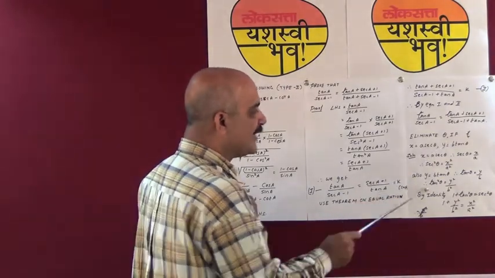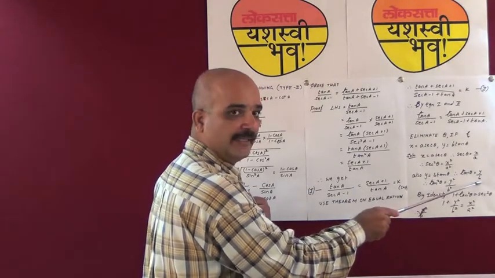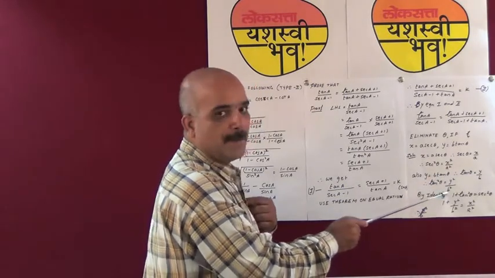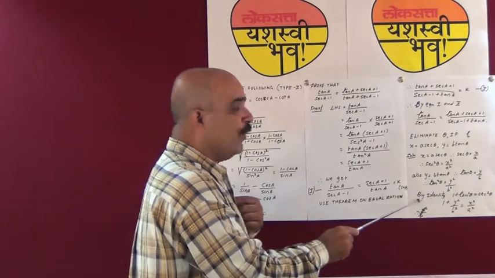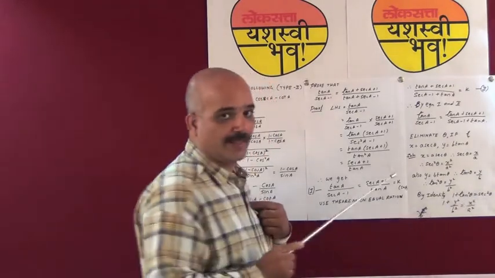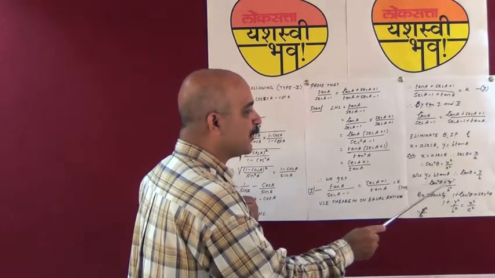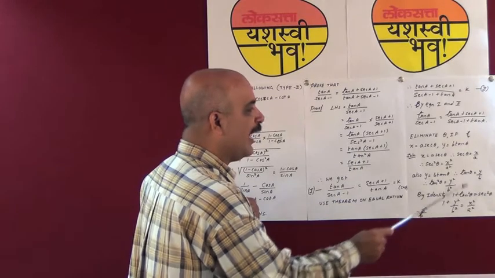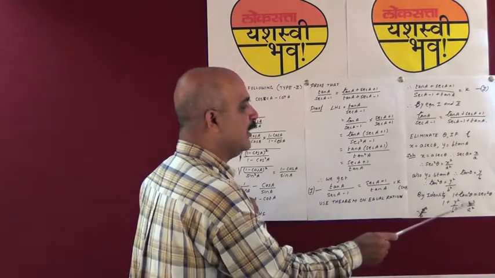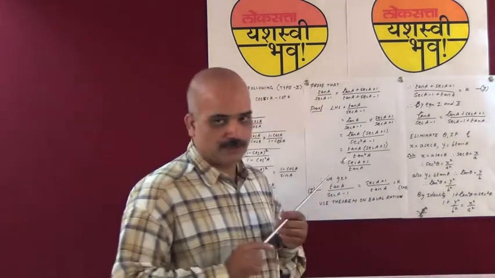Now we consider y is equal to b tan theta. Therefore, tan theta is y upon b. Square both sides. We get tan square theta is equal to y square upon b square. Now, by identity formula, 1 plus tan square theta is equal to sec square theta. Instead of tan square theta, we substitute y square upon b square, and instead of sec square theta, we substitute x square upon a square. That is how we eliminate theta from the equation.